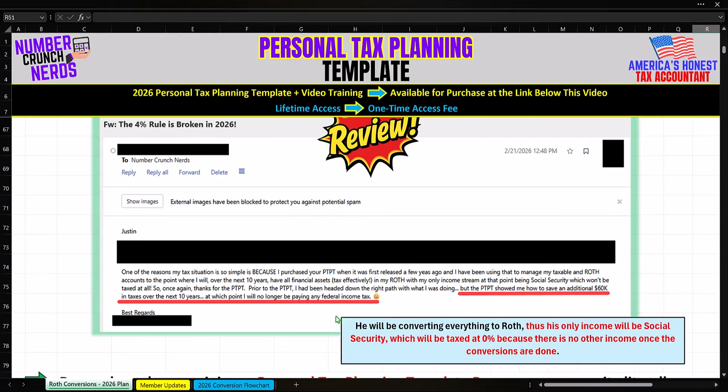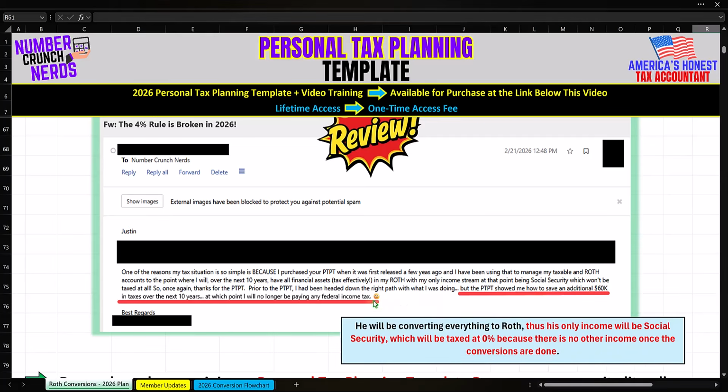Now, this particular individual was one of the first people who joined the program, and he is following the strategy that we have talked about numerous times before, where he is attempting to convert everything that he has on a pre-tax basis into Roth. And thus, when he arrives at RMD age, he's not going to actually have any RMDs because all of the money will have been converted in advance. Thus, his only income will be Social Security at that point, and that means the Social Security will be taxed at 0% because there is no other income once the conversions are done.